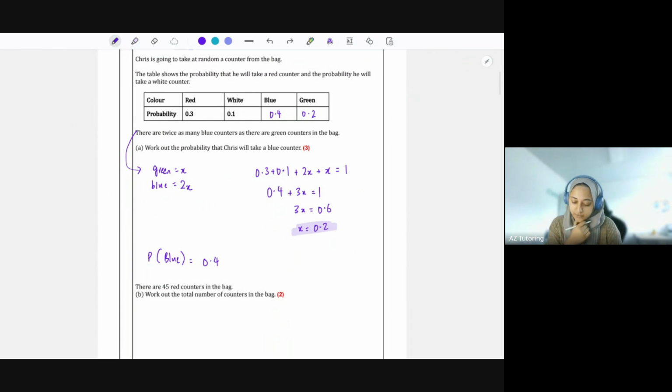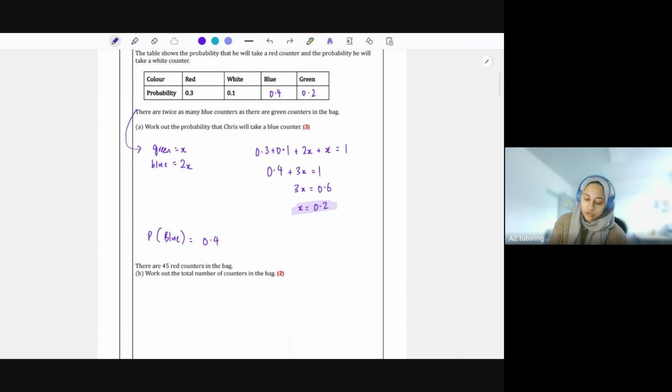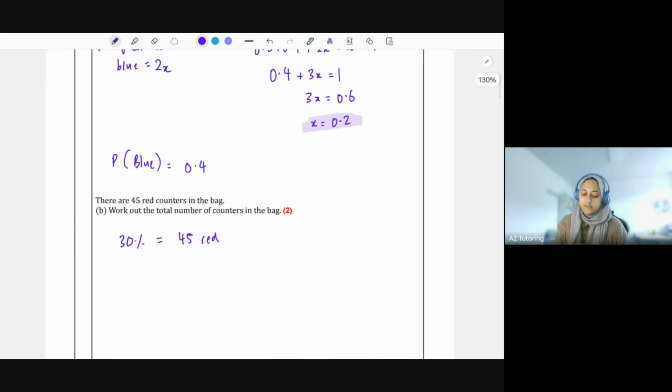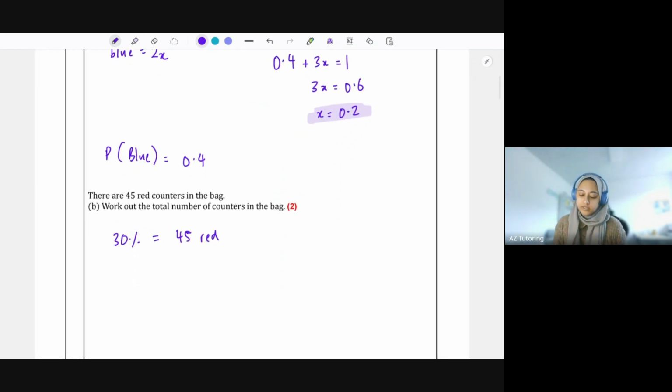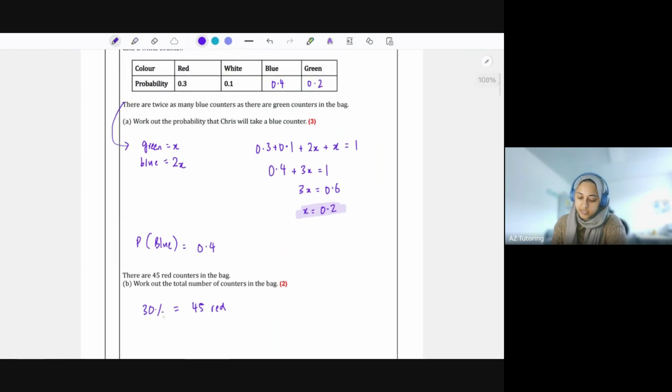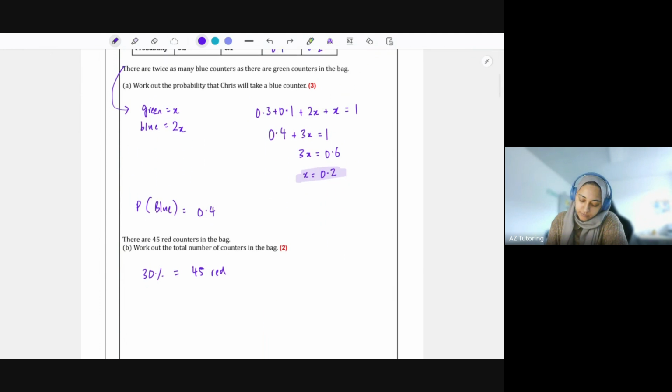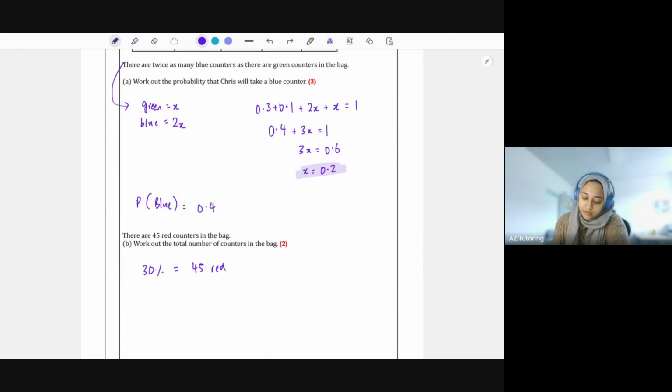Okay, part B. There are 45 red counters in the bag. Work out the total number of counters in the bag. The red counters are essentially 30%, because 0.3 is the chance of getting a red. So 30% is 45 red counters. If I find 100%, then I've got the total number of counters in the bag.